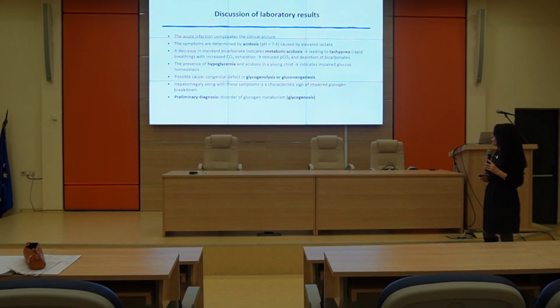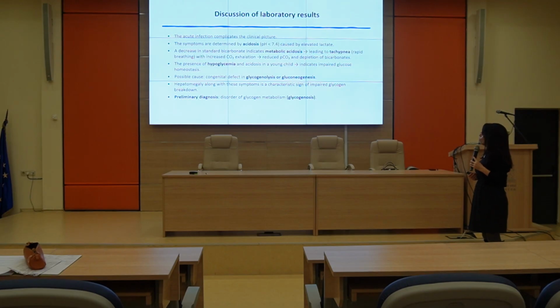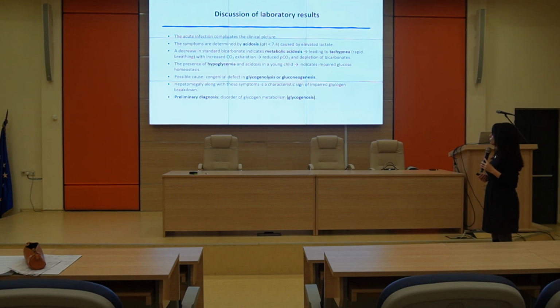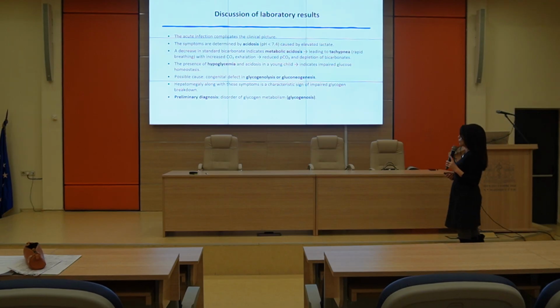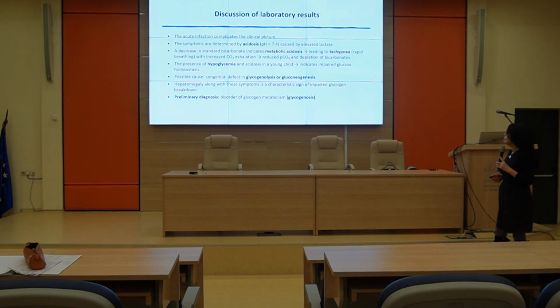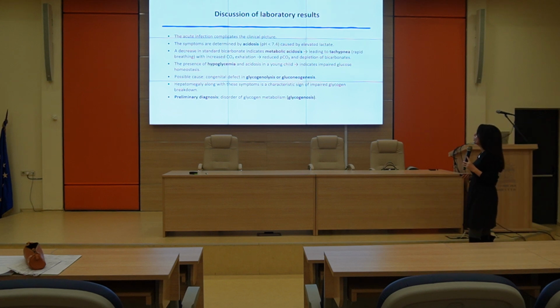Discussion of laboratory results. The acute infection complicates the clinical picture. The symptoms are determined by acidosis because pH is less than 7.4. What is the normal pH in the blood? Between 7.4 and 7.5, yes. But less than 7.4 is acidosis. Actually, a decrease in standard bicarbonate indicates metabolic acidosis, leading to tachypnea, this rapid breathing, with increased carbon dioxide exhalation, which means reduced partial pressure of carbon dioxide and depletion of bicarbonates.